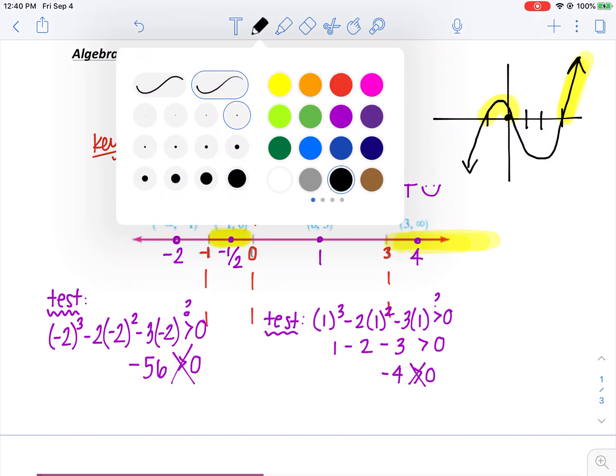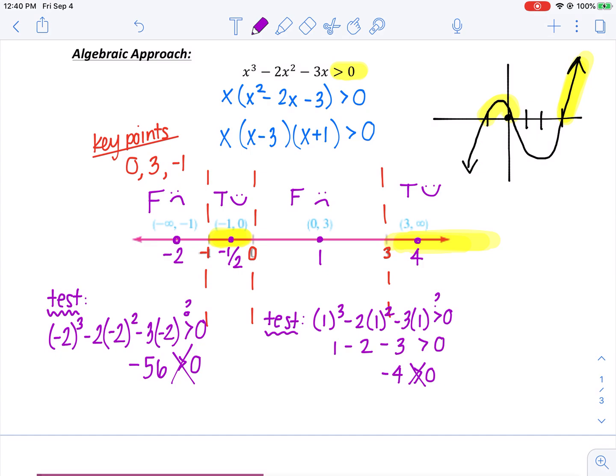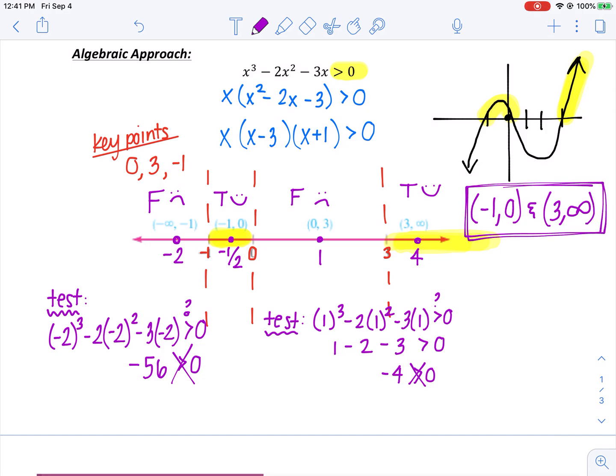How would you write this? What form does it say? It doesn't tell us a form, but let's do interval notation. It would be from -1 to 0 and from 3 to infinity. Notice I am just using parentheses because the symbol is just a greater than. So I want to know when it is above that x-axis. If the question was reversed, where is it less than 0? Well, you would pick the other 2 areas.